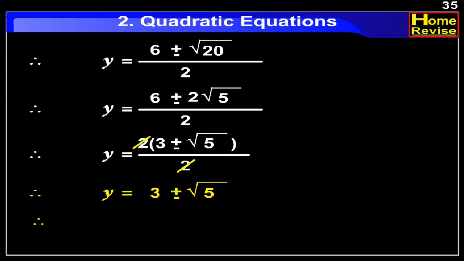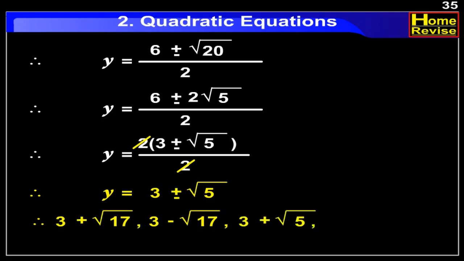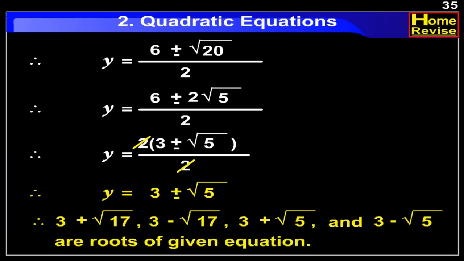Therefore, 3 plus root 17, 3 minus root 17, 3 plus root 5 and 3 minus root 5 are the roots of the given equation.